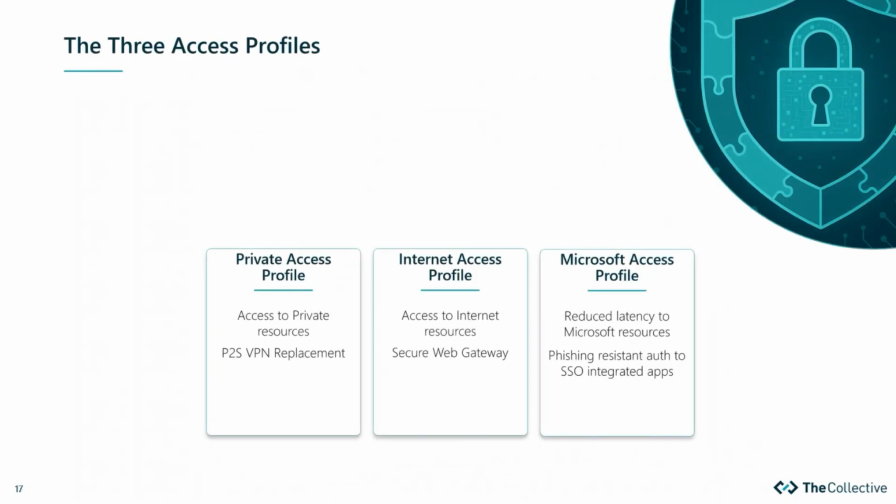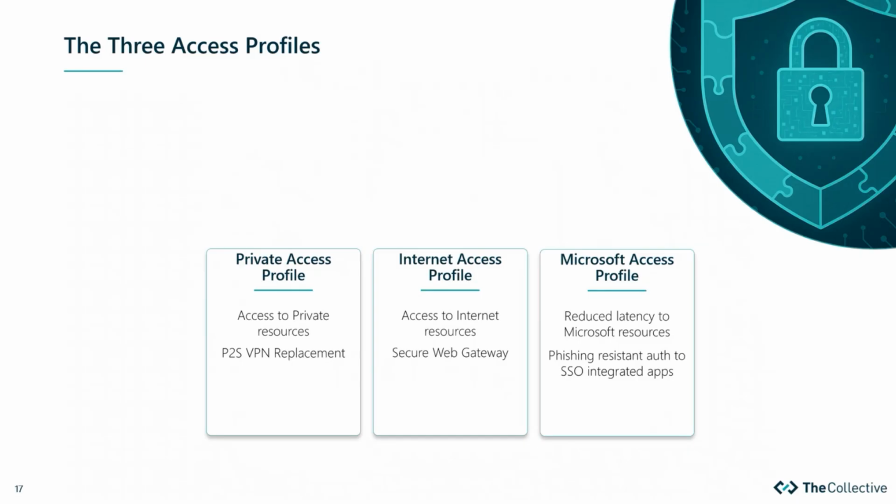So let's go ahead with the three access profiles in Global Secure Access, and this will actually be the backbone of this presentation. So first of all, we will be talking about the Private Access profile, giving access to your remote workers to private resources. This is basically your typical point-to-site VPN replacement. So instead of deploying a VPN client on the user's device, we will be deploying Global Secure Access, and that Global Secure Access client will be tunneling the traffic to your private resources.